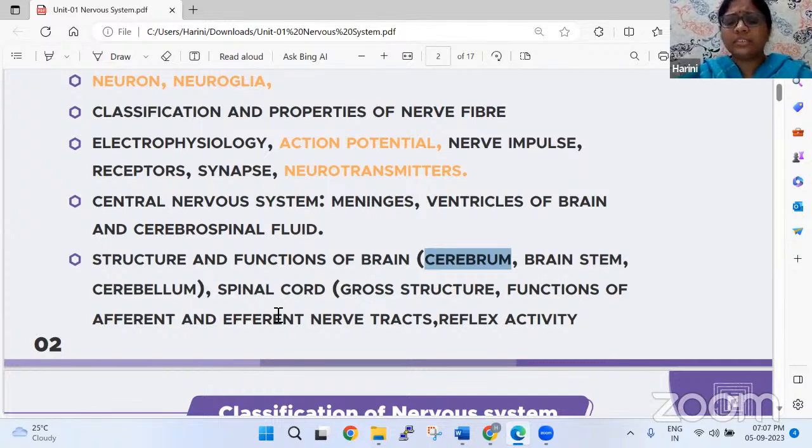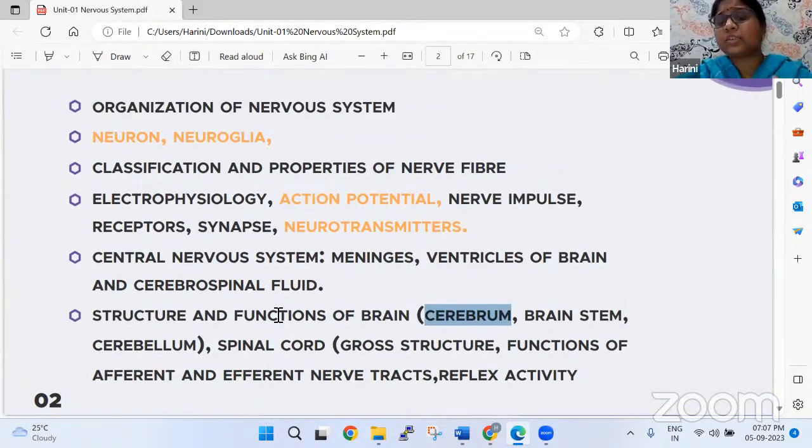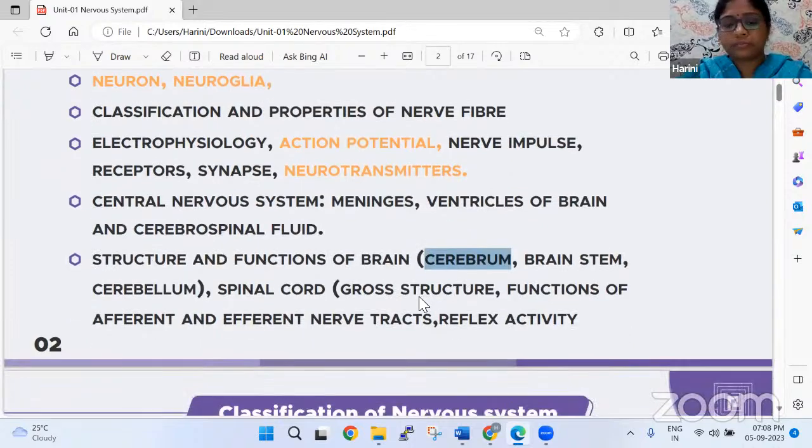I'll just give a gist of the nervous system. I'm not going to explain deeply. I'll give you what a nervous system includes, how you have to learn this topic, and how you can make this complicated topic very simple, so you can score from the examination point of view also.